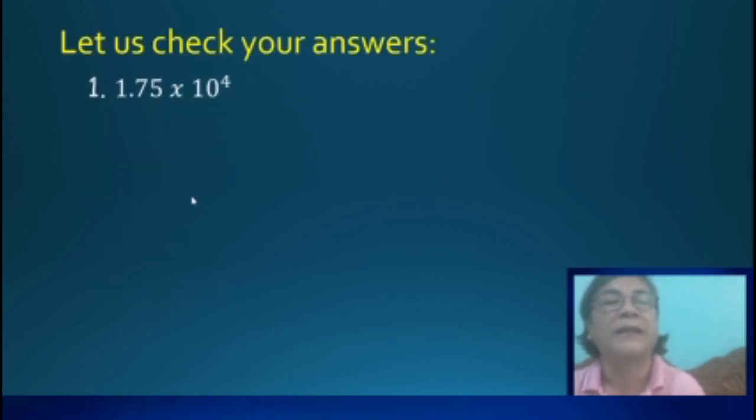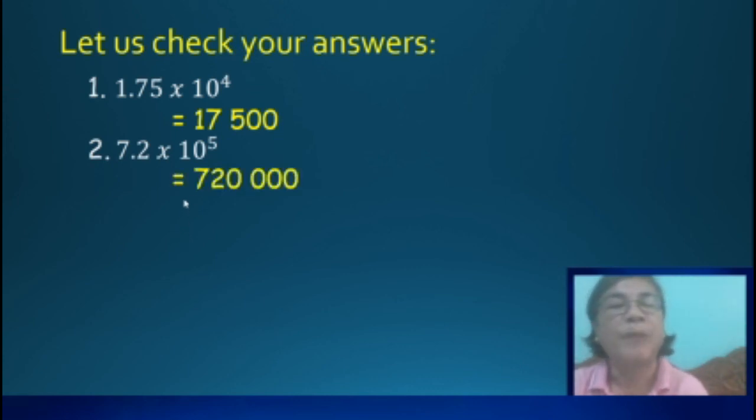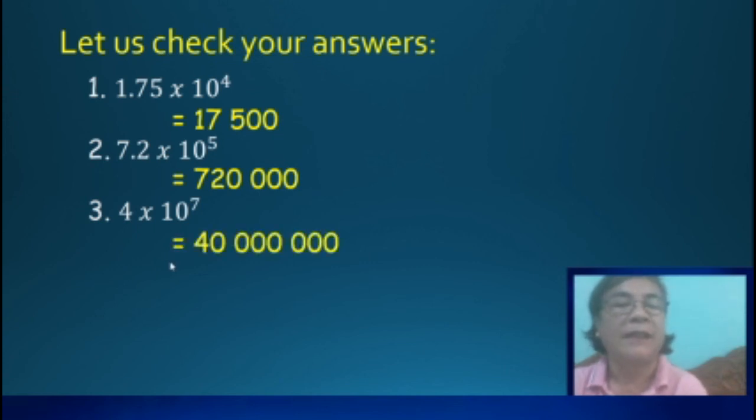Let's check your answer for number 1. Okay, did you get it right? So, your answer is 17,500. So, we move 4 places to the right. Number 2, 7.2 times 10 raised to the 5th power. What's your answer? It would be 720,000. Next, 4 times 10 raised to the 7th power. What's your answer? Okay, it is 40 million. Very good. Did you get it right?